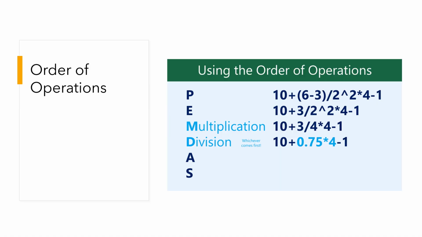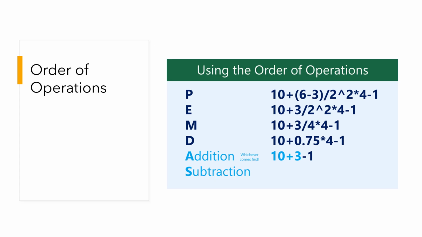So we've done our division, and next is our multiplication. So we're going to multiply that by 4, which means we're going to take 0.75 and multiply that by 4, which gives us 3. And now we're left with our addition and subtraction. And again, we're going to work from left to right. So we're going to go 10 plus 3 minus 1 is equal to 12.